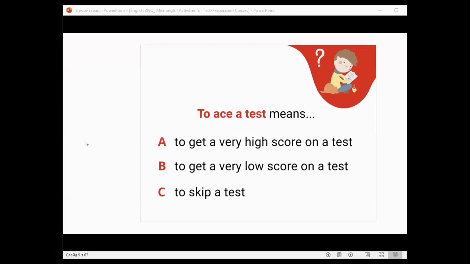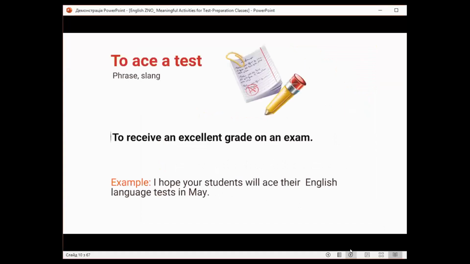Okay, I see many A answers. Does everybody think A is the correct answer? Okay, lots of A's. I have very smart teachers here. Of course, to ace a test means to receive an excellent grade or to get the highest score on the exam. And of course, our goal as teachers is for our students to ace their tests.